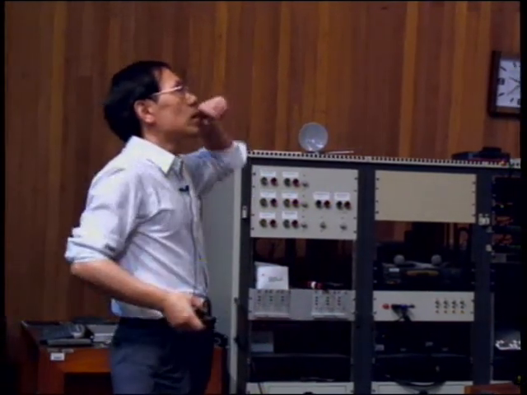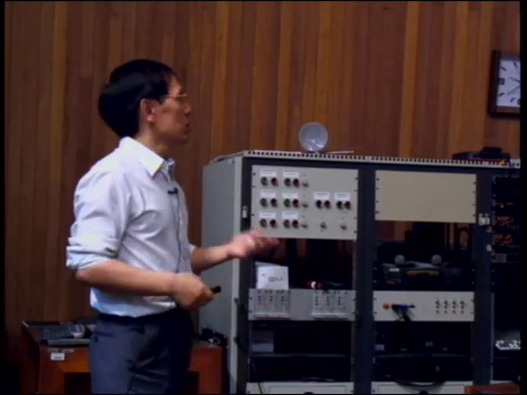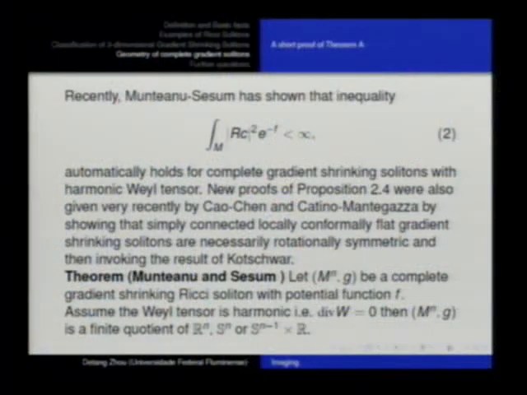So the estimate can be used to study the case when the manifold is not conformally flat. It has been used by Munteanu and Wang. They prove that this condition is automatic. This equality is automatic for gradient shrinking solitons with harmonic Weyl tensor. Weyl tensor is harmonic means the divergence of the Weyl tensor is 0. So they also can get the same classification. So I have to go a little bit quick.